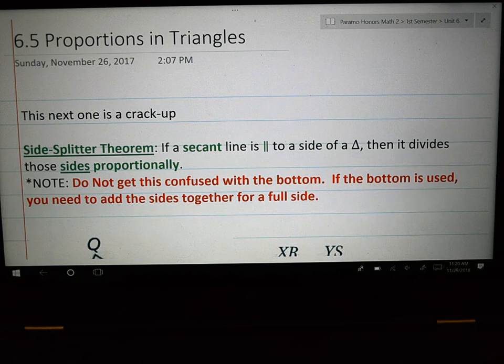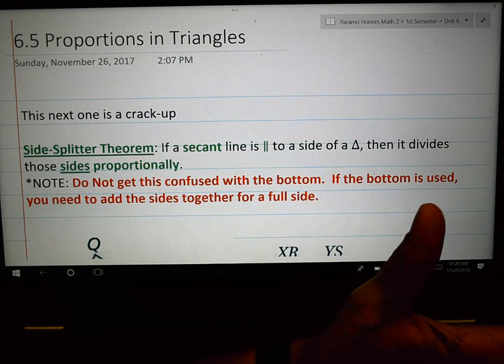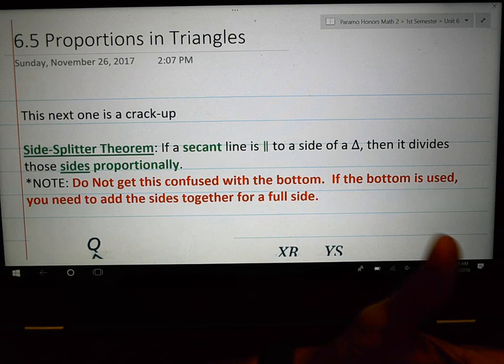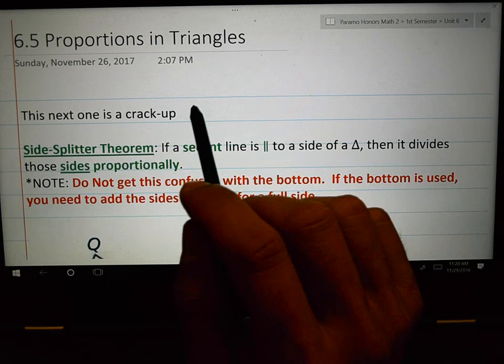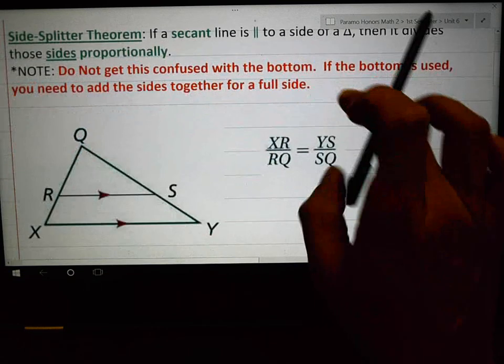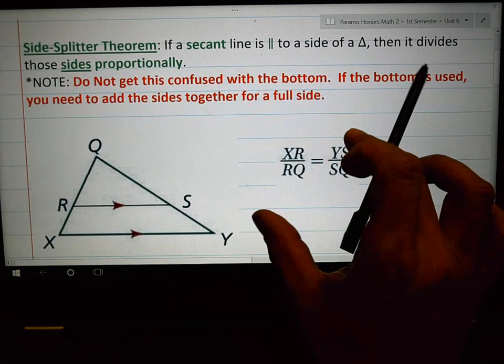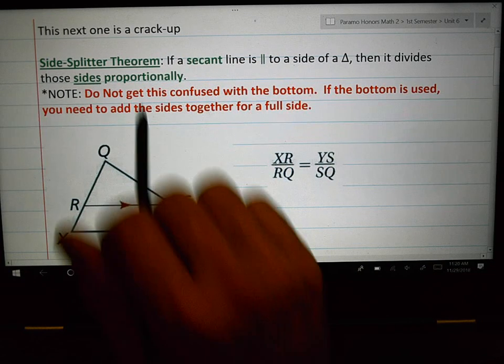In 6.5, this whole chapter has been on something called similarity and dealing with proportions. Now what we're going to do is talk about proportions in triangles specifically. And the first theorem that we're going to use is called the Side-Splitter Theorem.